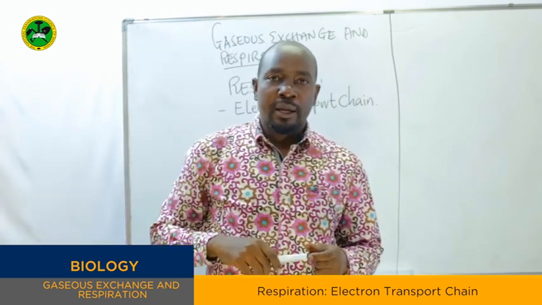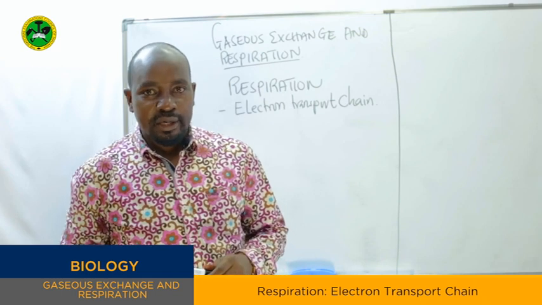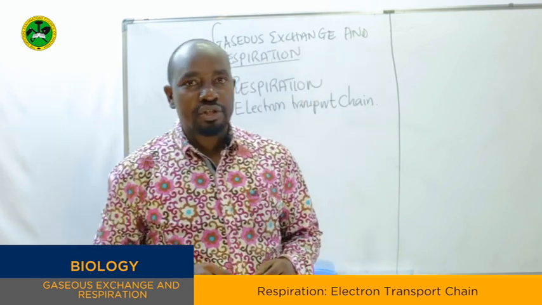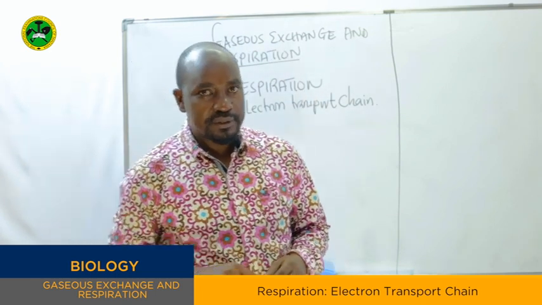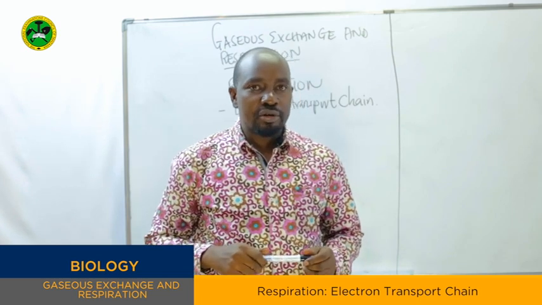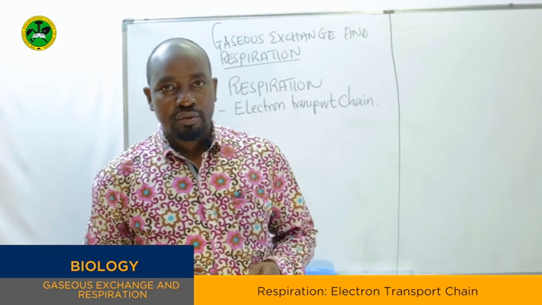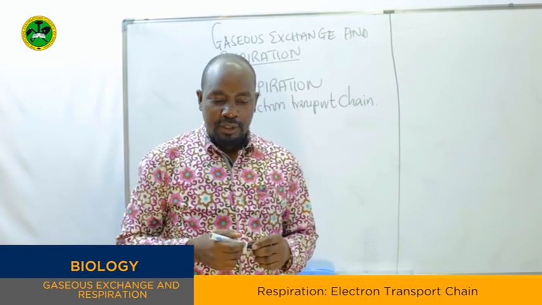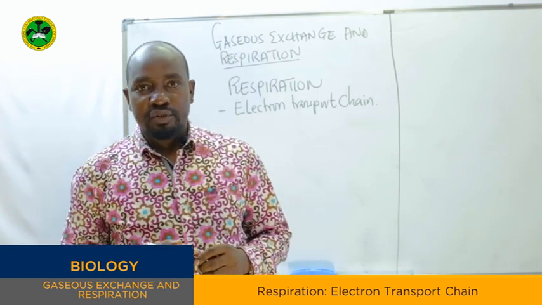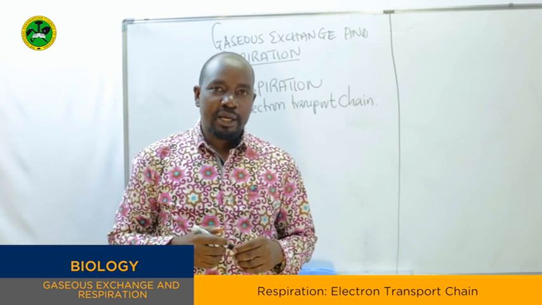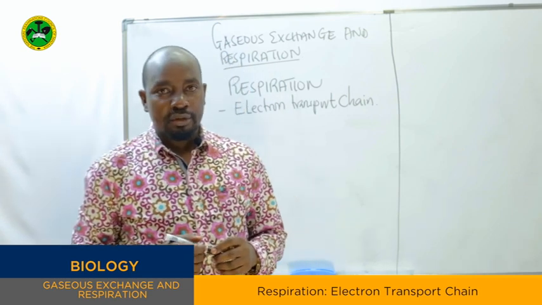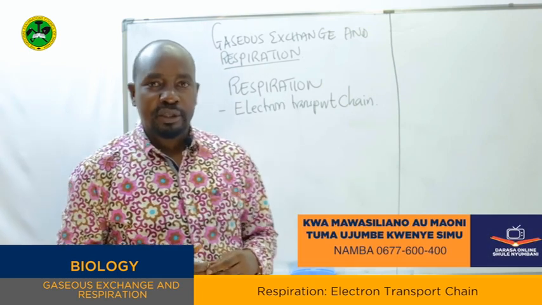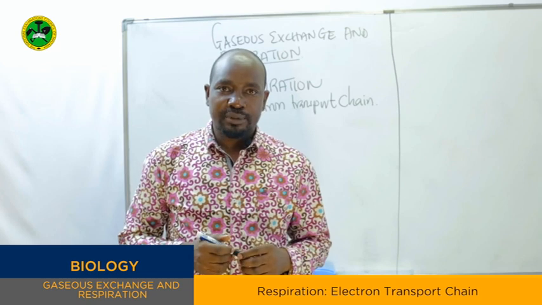Dear student, the respiration process was covered in lesson one. We said it has three major stages. The first stage is glycolysis, then the Krebs cycle, and lastly the electron transport chain, which I'm going to present at this moment. Before we proceed with the electron transport chain, let us remind ourselves a bit about glycolysis, because the raw materials for the electron transport chain come from glycolysis and from the Krebs cycle.